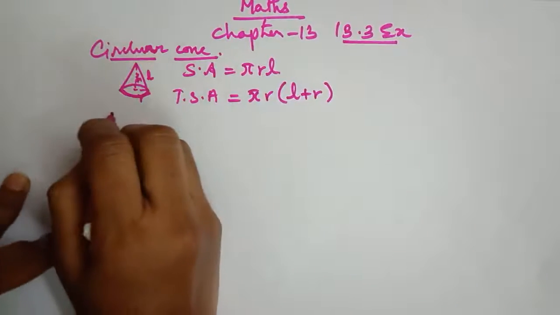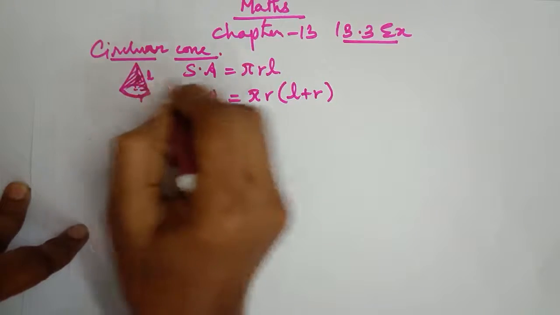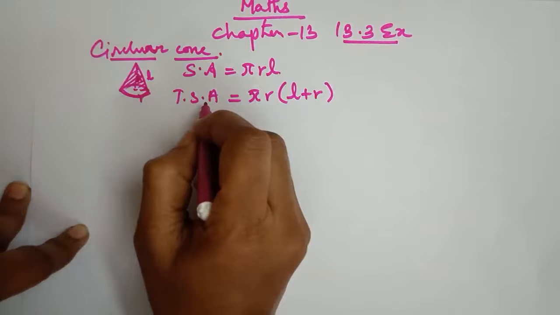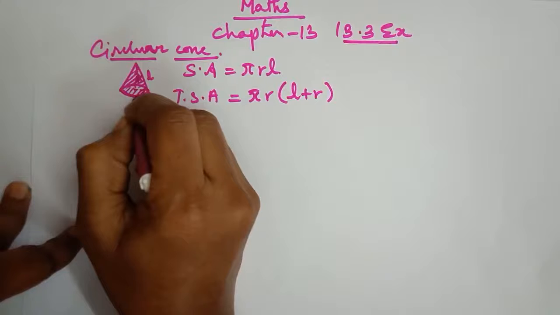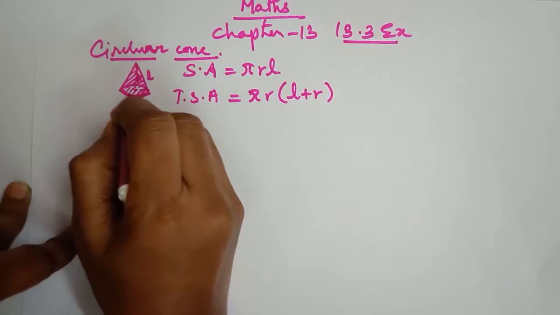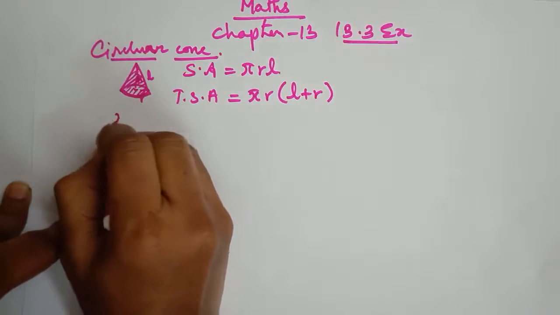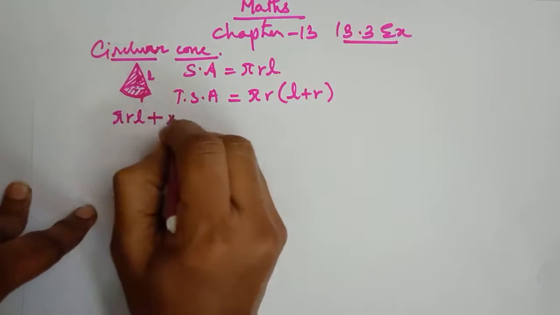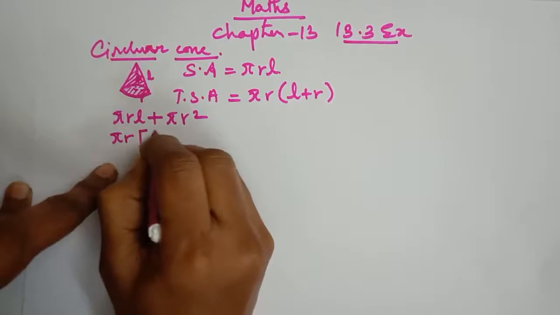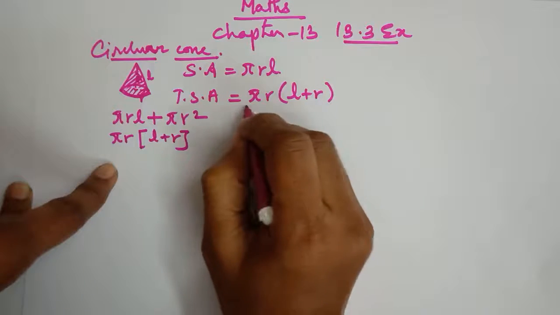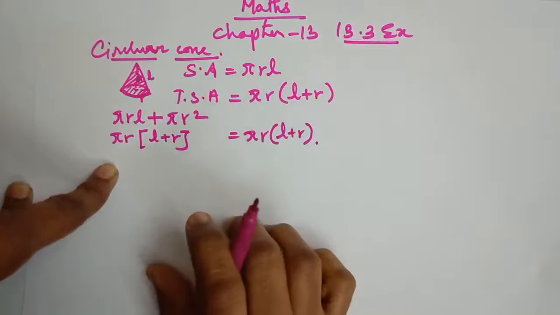How do we get it? Listen. Surface area is equal to pi r L. And for total surface area, you should find this surface area and the area of the bottom. The area of the bottom looks like a circle. So what is the formula? Area of circle is pi r square. So pi r L plus pi r squared. If you take pi r as common, then L plus r. So you have the formula pi r of L plus r.